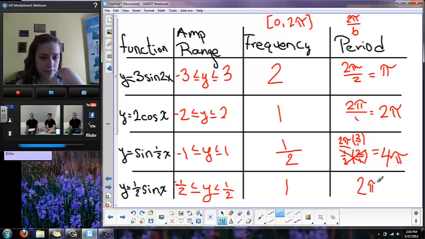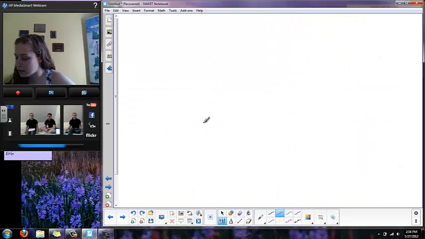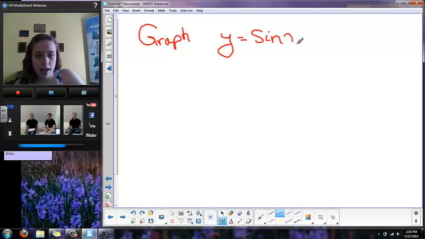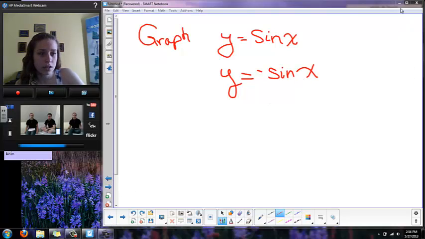Okay? Alright, the only other thing that I have for you today is this thing that Miss Tompkins wants us to graph, and I'm going to pull up my graphing calculator to do this. y is equal to sine of x and y is equal to negative sine of x on the same set of axes so that we can compare them and look at how they're similar and look at how they're different. Okay, so let me grab my graphing calculator.